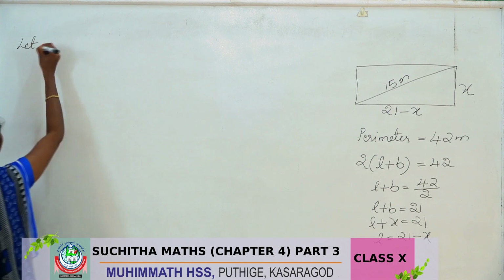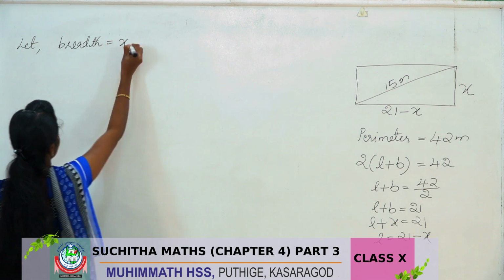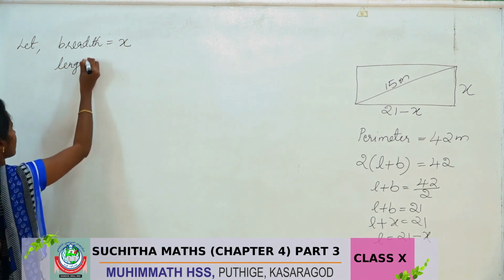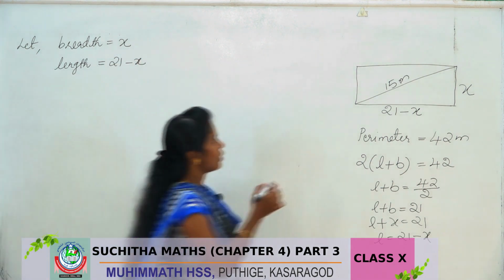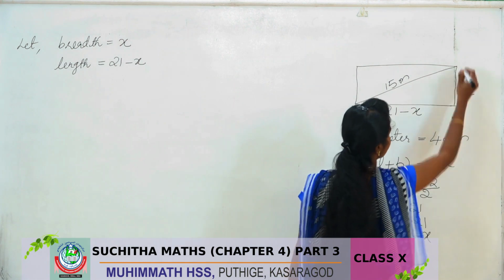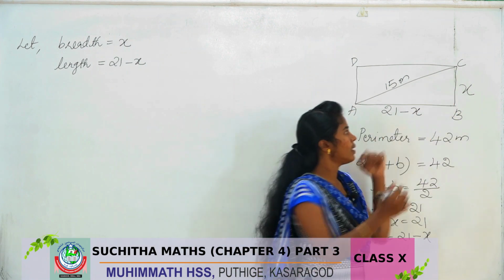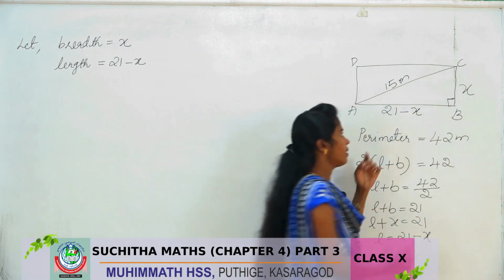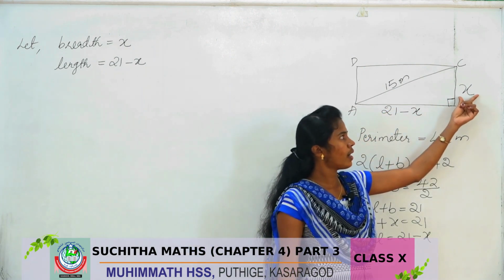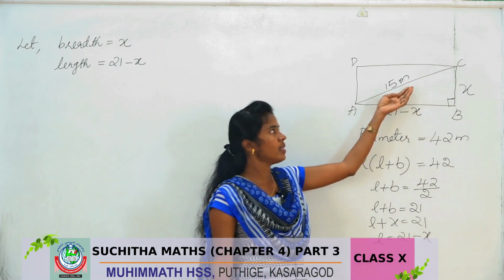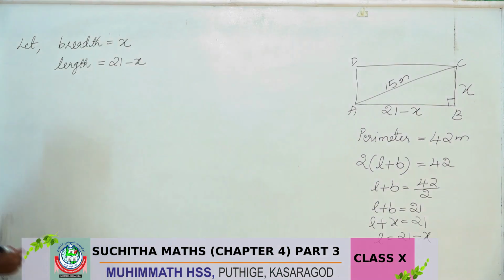Let the breadth of the rectangle be x, then length equal to 21 minus x. Now consider the triangle ABC. Here ABC is a right angled triangle, and in this triangle base is 21 minus x, altitude or height is x, and hypotenuse is 15. Here use the Pythagoras theorem and find the value of x.